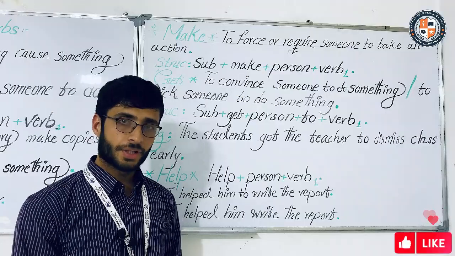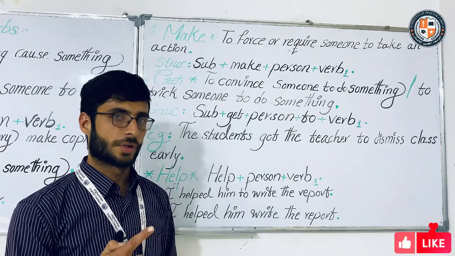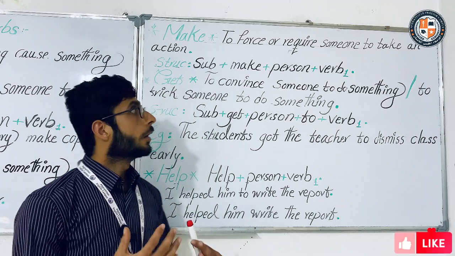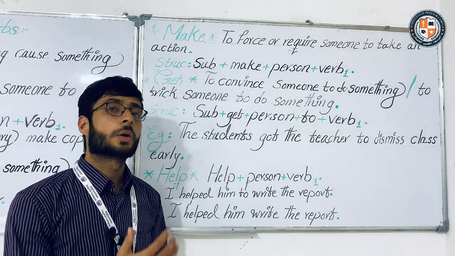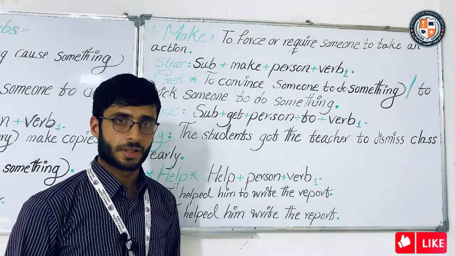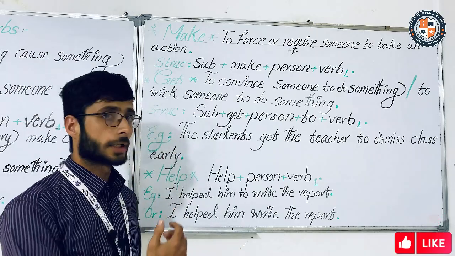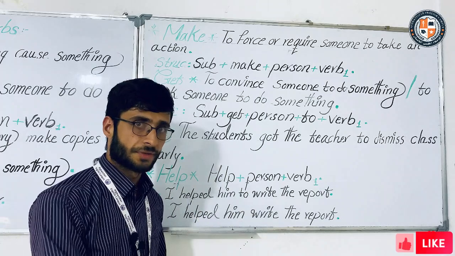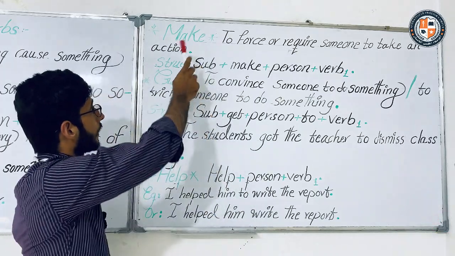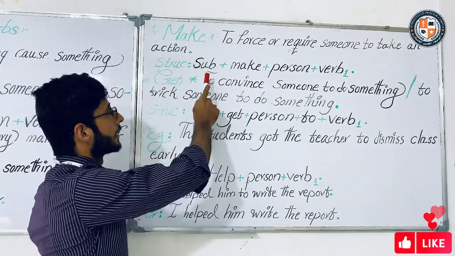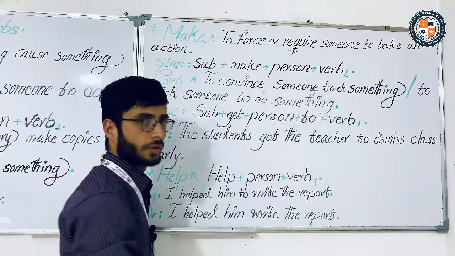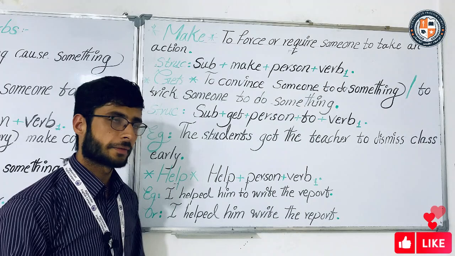Okay, the third causative verb is called make. Where can we use it? We use make to force or require someone to do something. It means to force someone to do something. Like this structure that we have: subject plus make plus person plus verb. It's called the base form of the verb or bare infinitive.